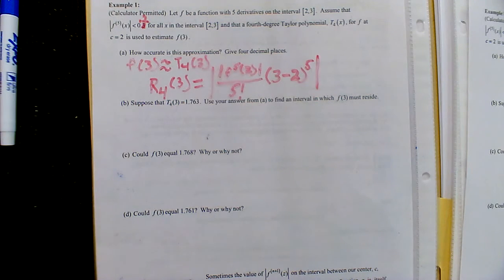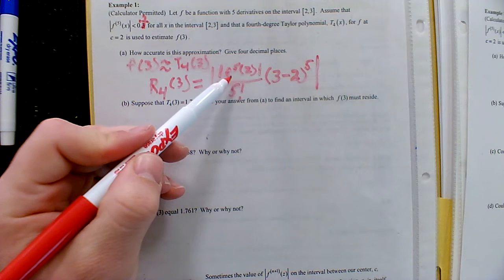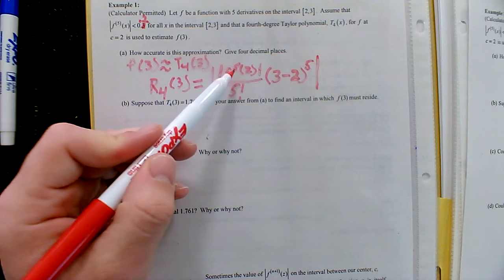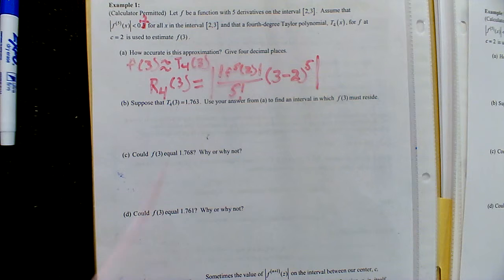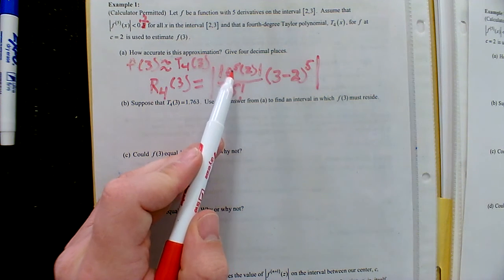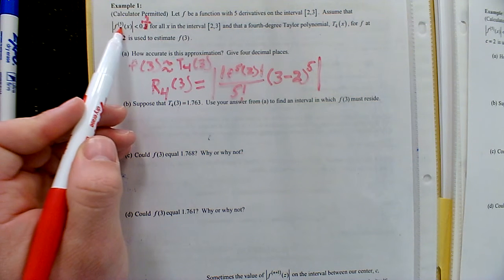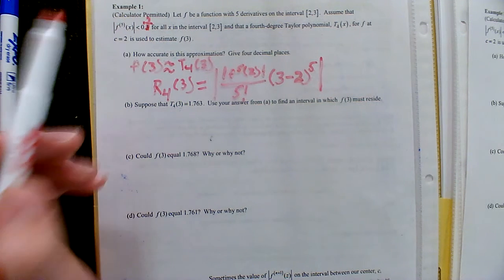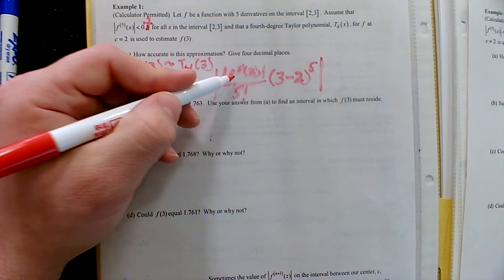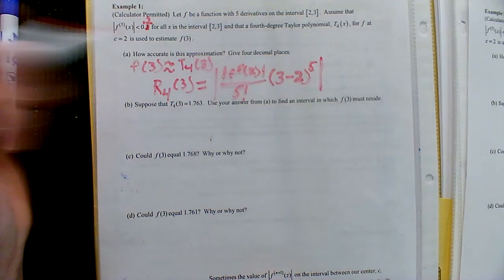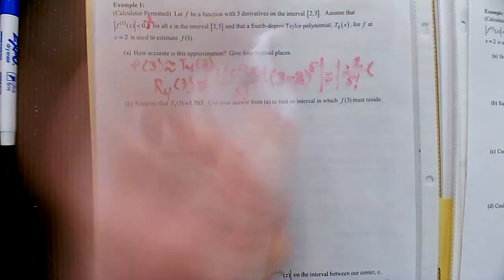So now, this part here, we don't actually know the actual value of the 5th derivative at some z value. But they told us within that interval that we're worried about, from 2 to 3, the upper bound of this derivative, the 5th derivative, is no greater than 0.2. That's the greatest it is within that interval. So we're going to replace this part with 0.2 because that's the greatest it can be. So absolute value of 0.2 over 5 factorial. 3 minus 2 is just 1. So 1 to the 5th power.